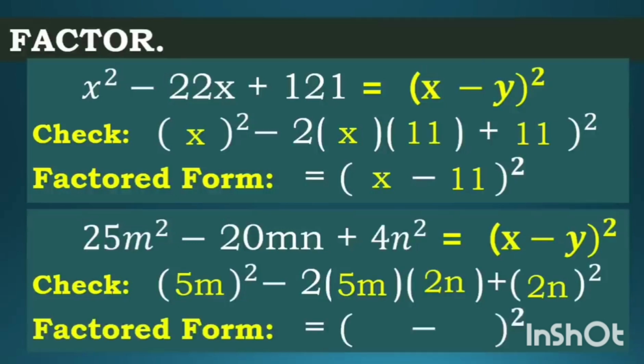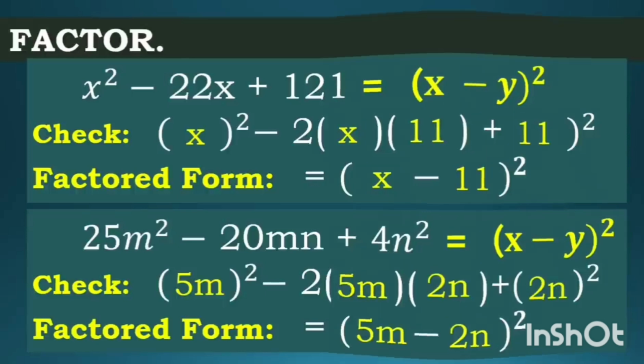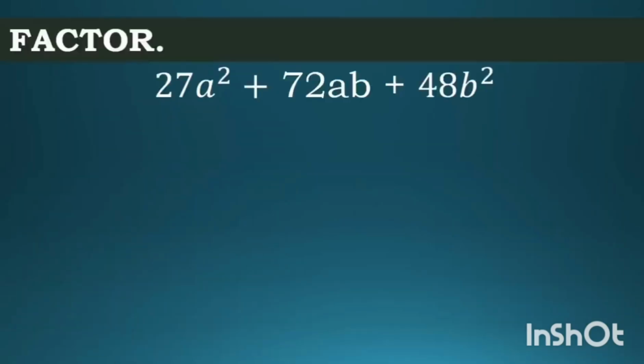So our factored form will be, we will just copy the first and last. So that is 5m and 2n. So our factored form is the square of 5m minus 2n, or the square of the difference of 5m and 2n. Okay, next. I have here 27a squared plus 72ab plus 48b squared.